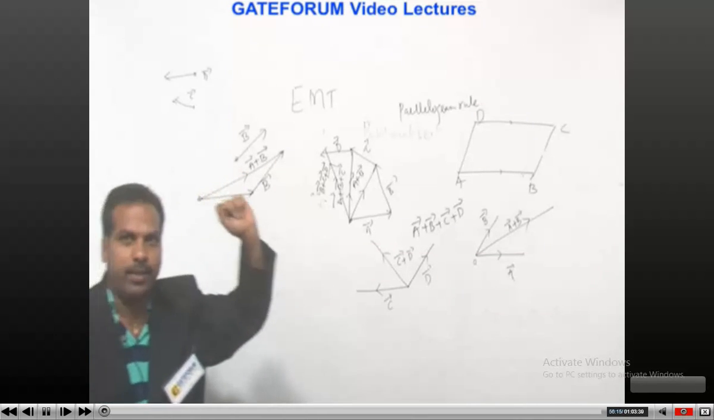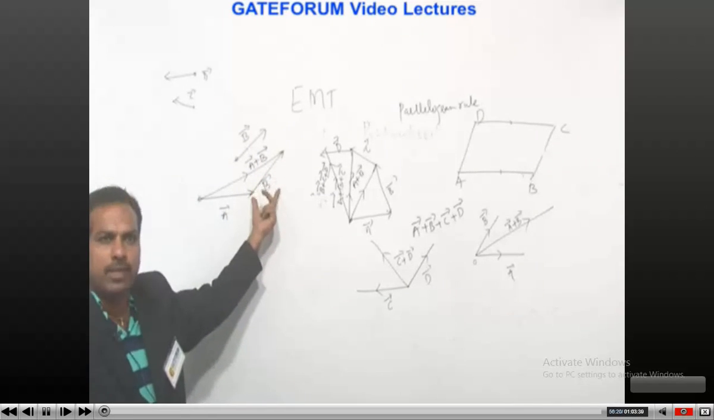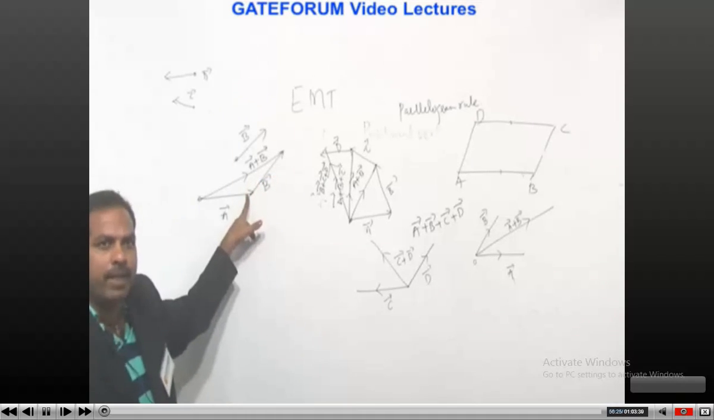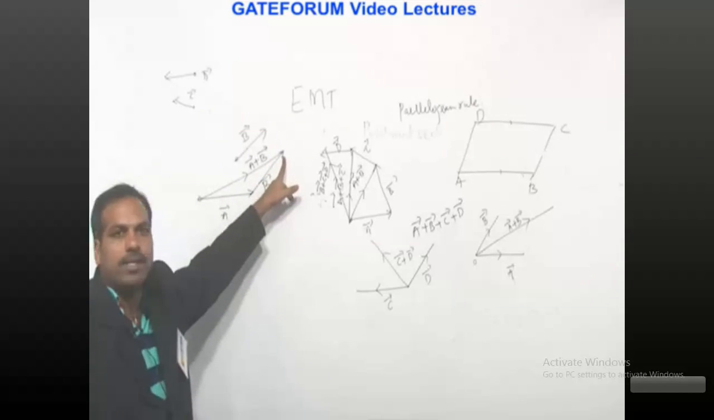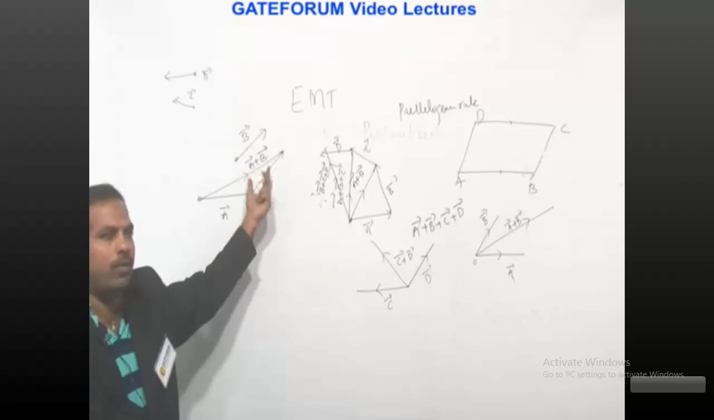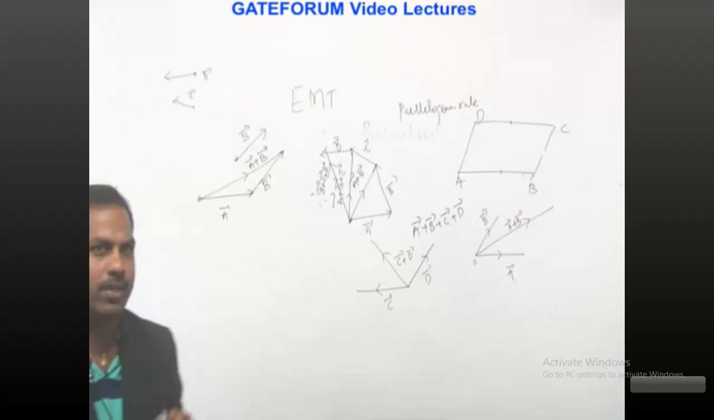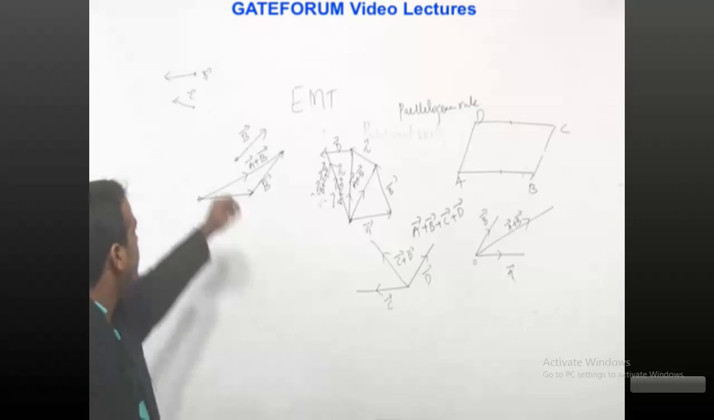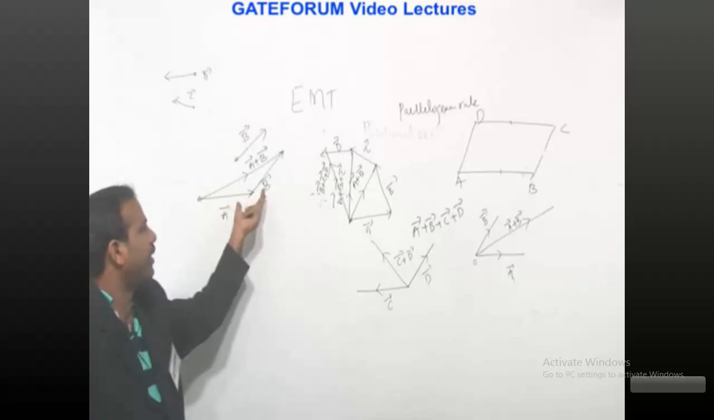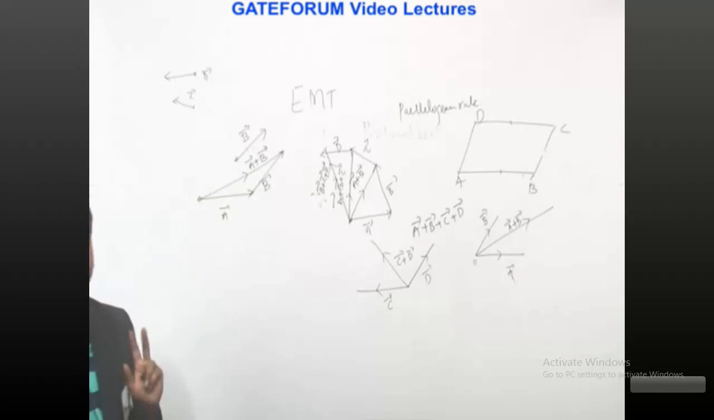I hope Saurav, now you got it. Moving parallel to itself means drawing the same vector at the other tip of the first vector, and joining the starting and ending points. You'll get the sum of the two vectors. That is called vector addition. So vector addition is done using the parallelogram rule, and by moving a vector parallel to itself at the other tip of the vector.